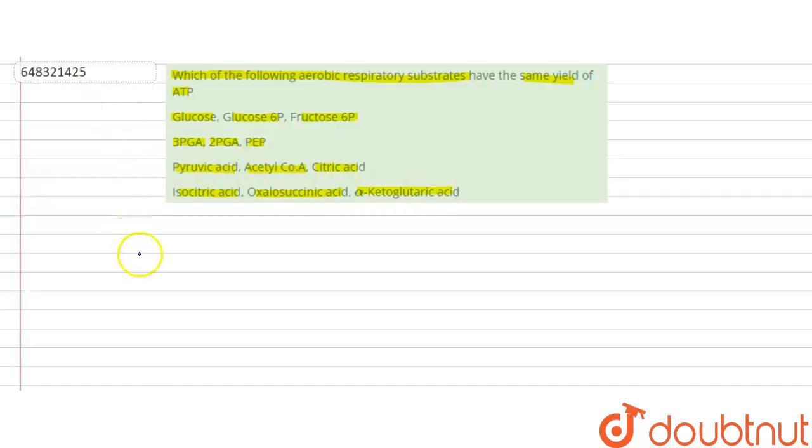Okay, so basically we have to find the three respiratory substrates which have the same yield of ATP, that means which give the same amount of ATP. Right, now what are respiratory substrates? First we have to know about those. Respiratory substrates are basically those substances which are oxidized in respiration to produce energy.